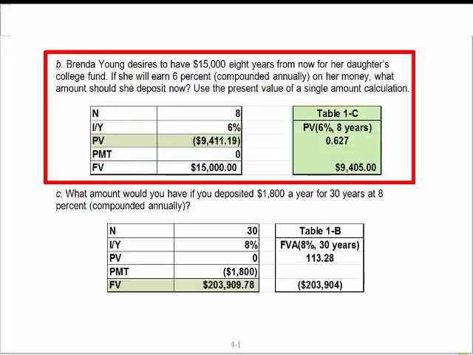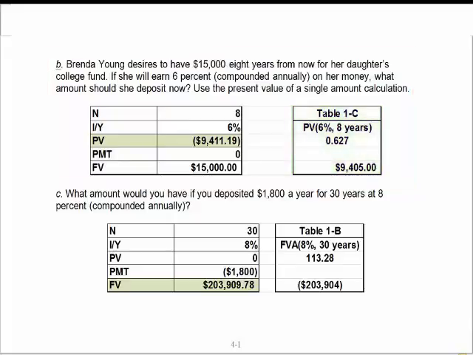Using the table, it's table 1C, present value 6% for 8 years, not adding anything to it. The factor is 0.627. She would need to deposit 9405 from the table.